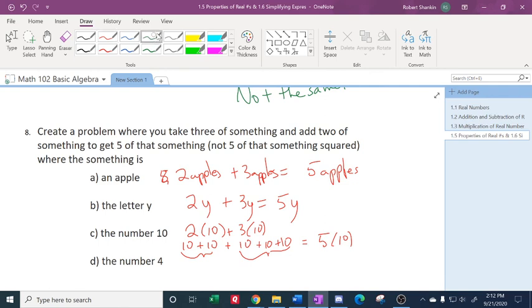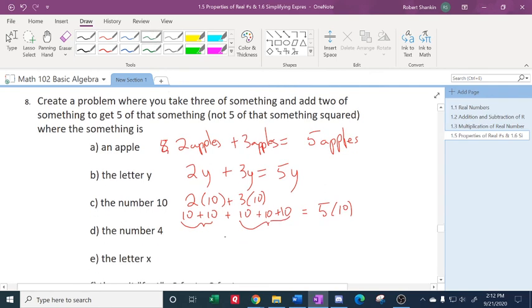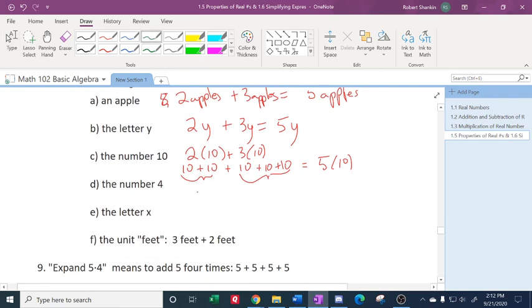And then, the number 4. 2 times 4 plus 3 times 4. Let's just do it the abstract way. You just add the numbers out in front. 5 times 4. And then we would get 20. But this also checks out. 8 plus 12 is 20.